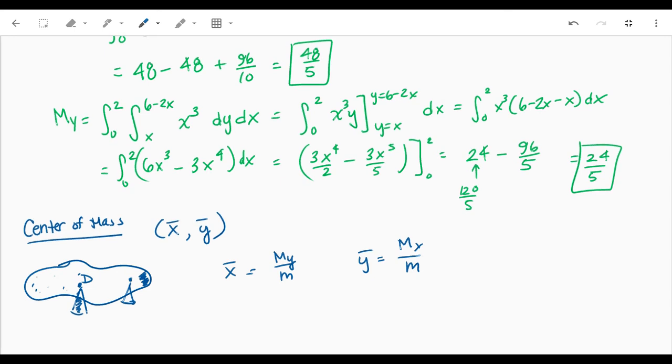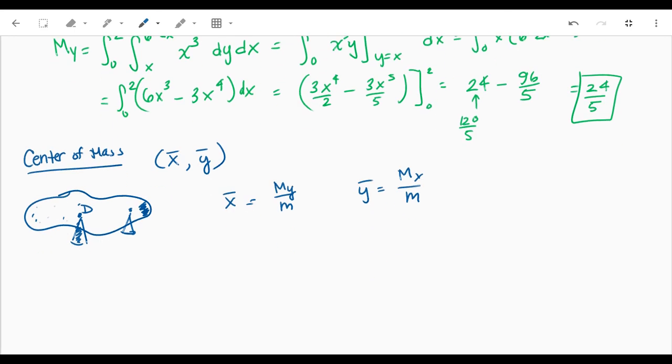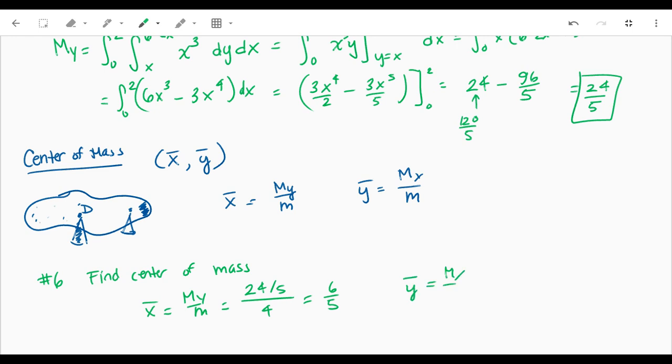Okay, so if we go back to number 6 again, this is going to be super easy because we've done all the work that we need to do. For number 6, find the center of mass. Okay, so our x bar would be the moment about y over m, which was 24 over 5. And if you remember, mass was 4. Okay, so that's 6/5. And then y bar is the moment about x over m, which was 48 over 5 over 4. So it's going to be 12 over 5.